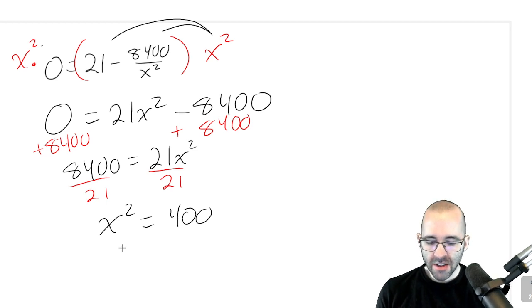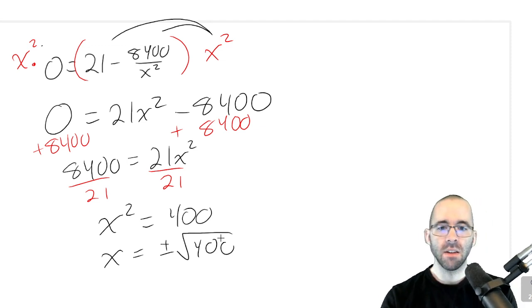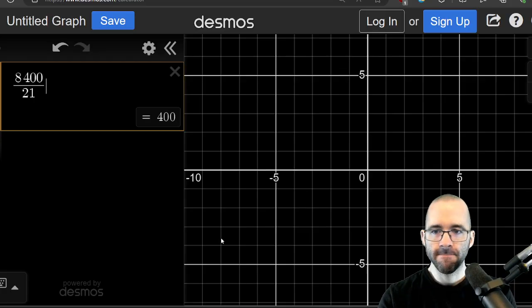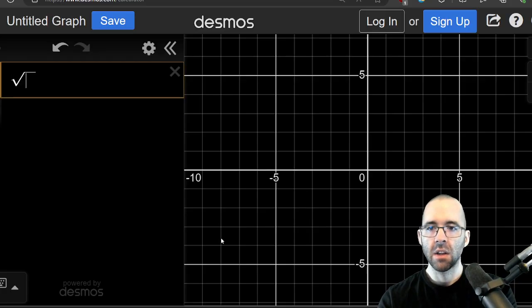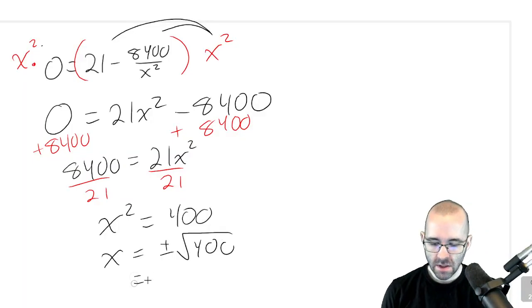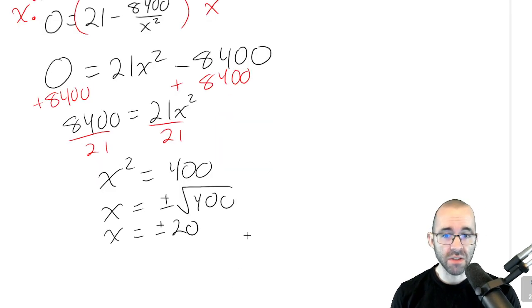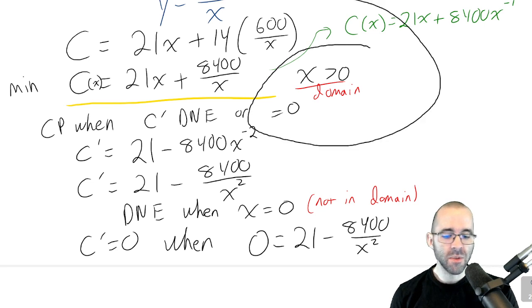And now we need to take the square root of both sides. Whenever we take the square root of both sides, we do need a plus or minus sign. And I believe that's 20. It is indeed 20. So again, mathematically, the solution to this equation is plus or minus 20. But only one of these numbers makes sense.